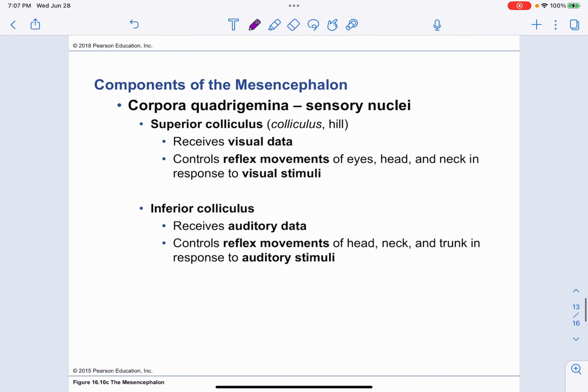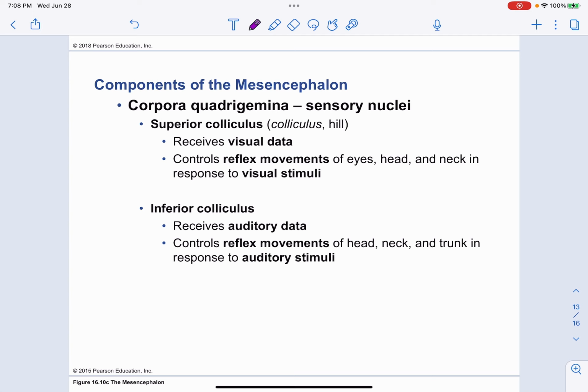All right, so the first nuclei we're going to look at are called the corpora quadrigemina. There are four bodies, and I'll show you on an image. These are sensory nuclei. They are a collection of cell bodies with sensory information. So the superior colliculus, colliculus means hill, because of the way it looks. I'll show you on the next slide.